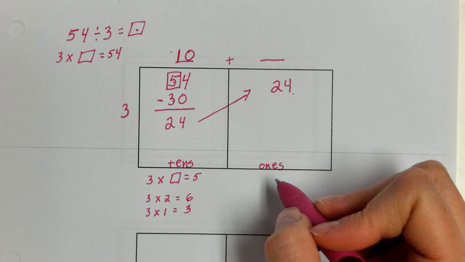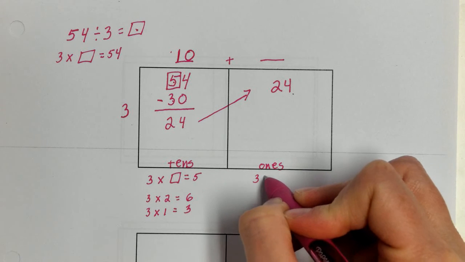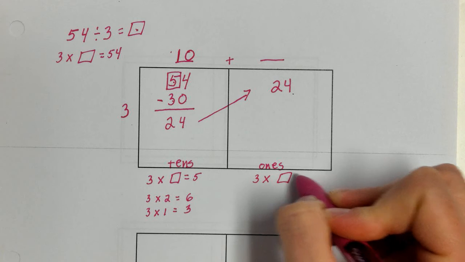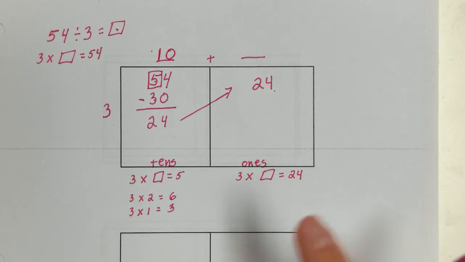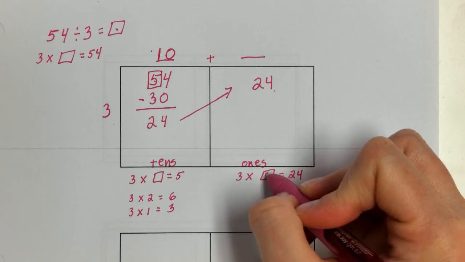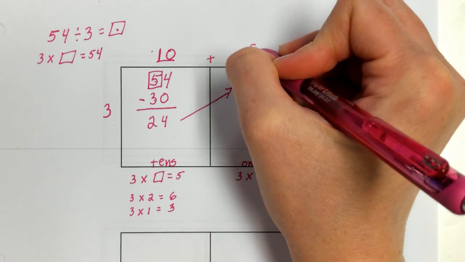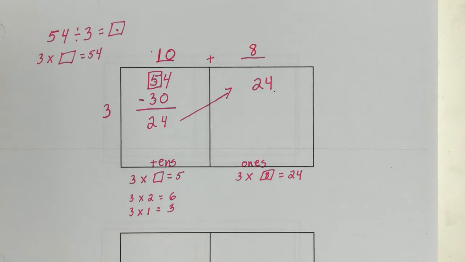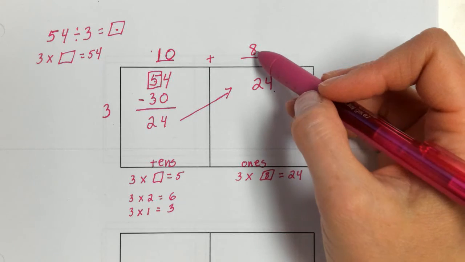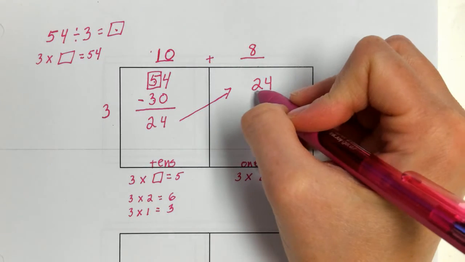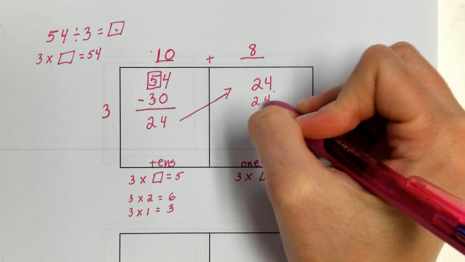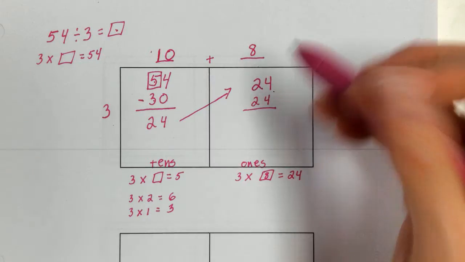All right, so now I'm going to look. 3 times a mystery number equals 24. Is there a number that I can multiply 3 by to get to 24? 3 times 8. So I'm going to write the 8 up here. And then I'm going to multiply my parts. 8 times 3 equals 24. Do I have any leftovers?